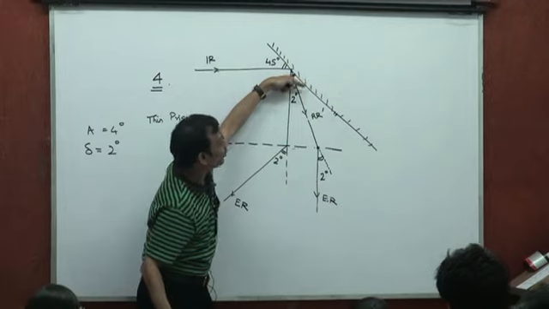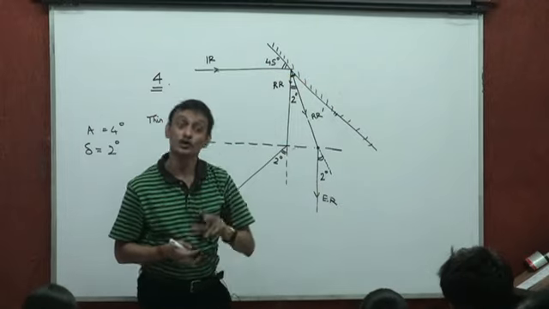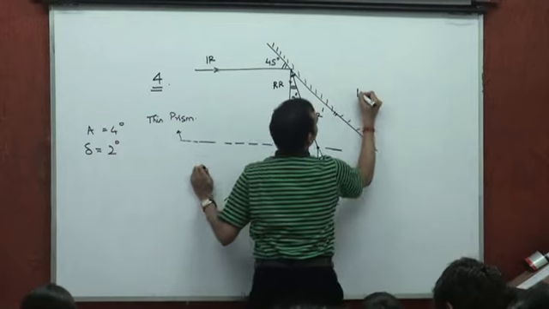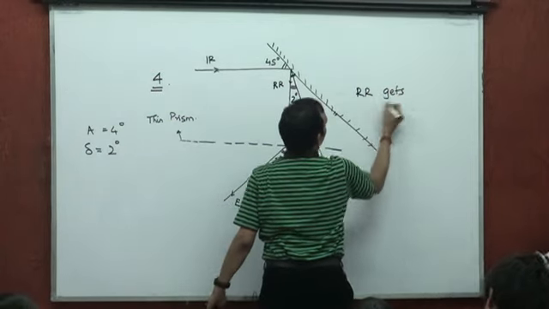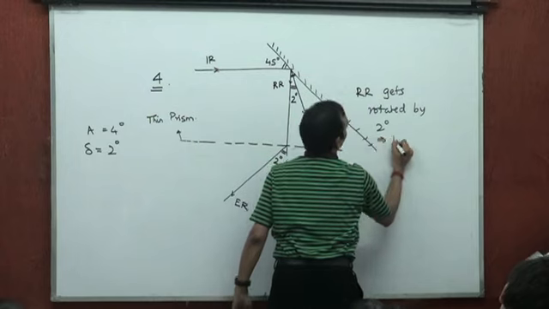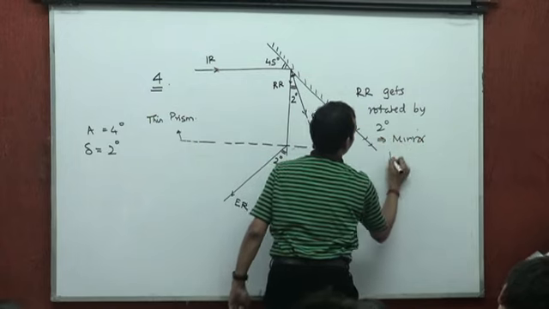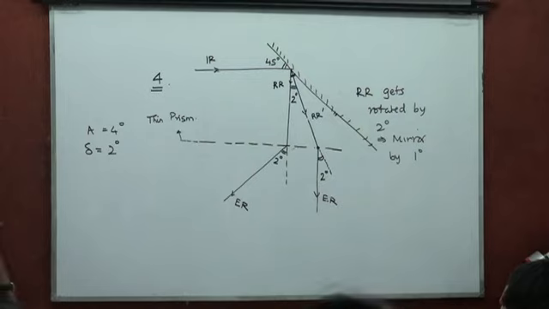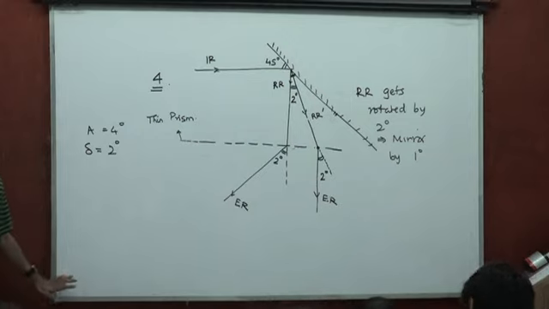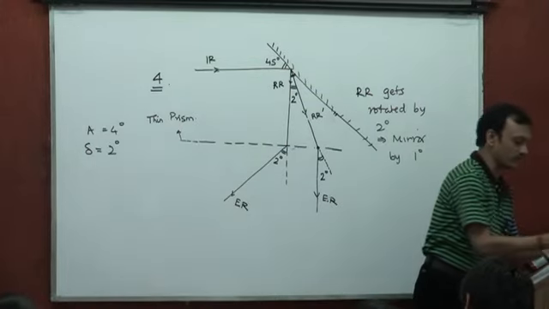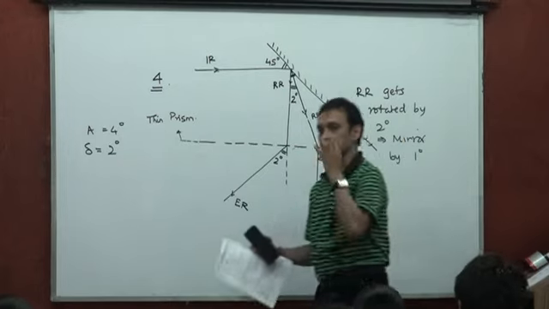That means, by what amount has the reflected ray got rotated? 2 degrees. So, by what amount should the mirror be rotated? 1 degree, right. So, reflected ray gets rotated by 2 degrees or mirror by 1 degree. The mirror gets rotated by 1 degree. Sounds alright? Not a problem. So you may want to rotate the mirror by 1 degree for all of this to happen. Okay?